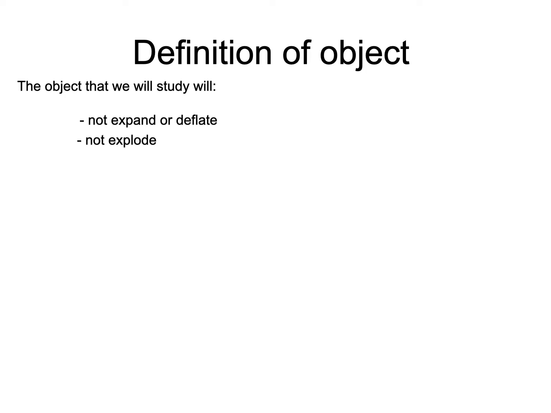It will not explode, so it will stay as one object for the duration of the study. It will not spin, which leaves the study of rotational dynamics to a more advanced physics course. It will only occupy one point in space. Now, this condition is a bit harder to swallow. After all, it sort of implies that the object has no volume.